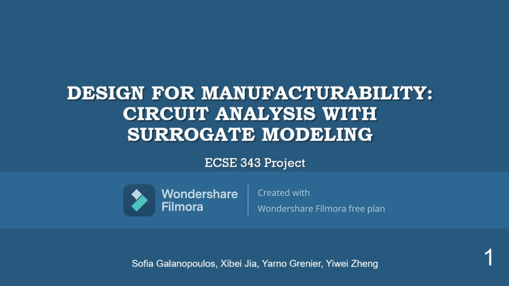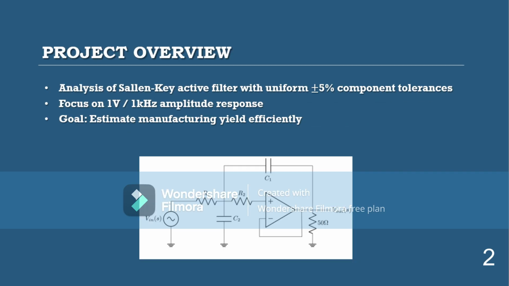This project analyzes a Sallen key active filter with plus or minus 5% component tolerances, examining how these variations affect circuit performance. The challenge was to develop an efficient method to predict the 1 kHz amplitude response and estimate manufacturing yield without relying on computationally intensive simulations.